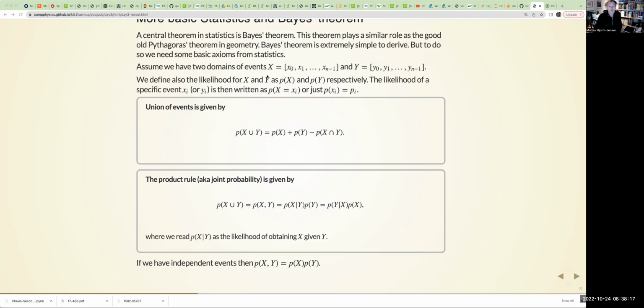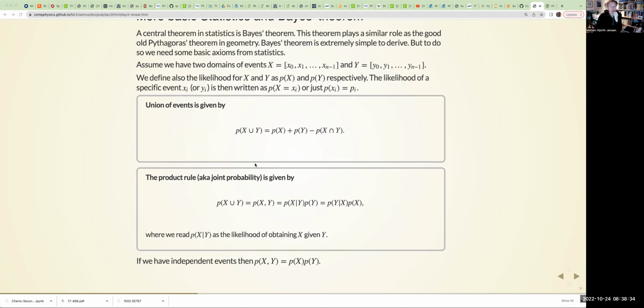So before we do that, we need to remind ourselves of some basic statistics. We know that the union of events is normally given by the probability P(x) plus P(y), if we have two events x and y, minus the intersection of them. And we also have the product rule, which we can rewrite like this: P(x,y) is given by the probability of x given y multiplied with the probability of y, or alternatively as the probability of y given x multiplied with the probability of having x. This is the way you would read the standard product rule.